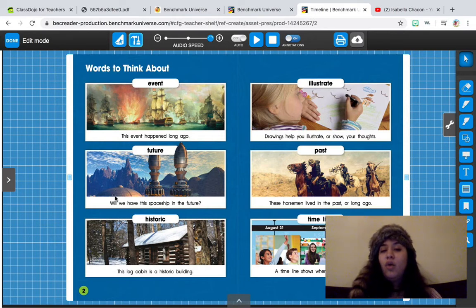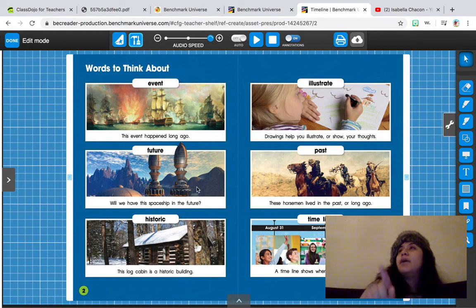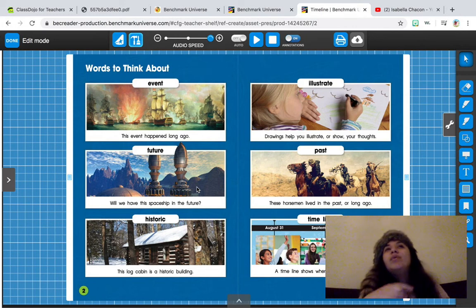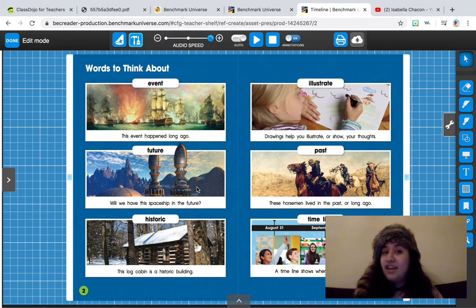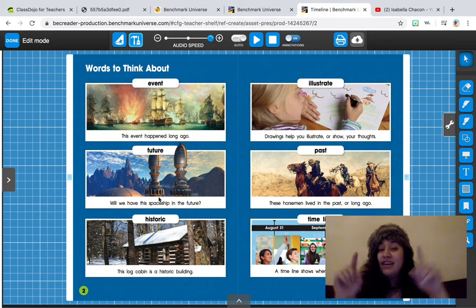Future. Will we have this spaceship in the future? So future, we talked about it. Future is something that's going to happen. Now, we never know what's going to happen in the future. Nobody knows that. But we can talk about the future. So I can say, in the future, you will be in second grade. And you will. It's not the present, because in the present, you're in first grade. But in the future, you'll be in second grade.